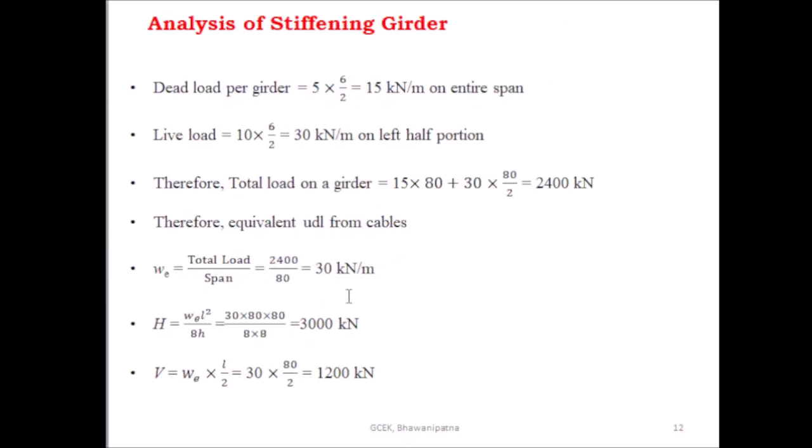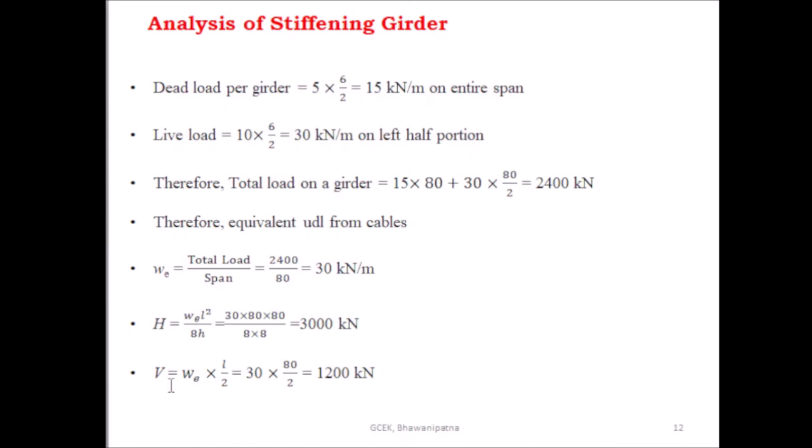Then you can find out the horizontal thrust. This is the formula for horizontal thrust: H is equal to WE L square by 8h. So WE is 30 kN/m you got here, and L square is 80 into 80, divided by 8 into h. So this is equal to 3000 kN. This is the horizontal thrust.